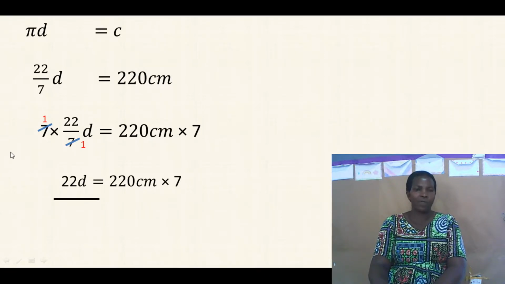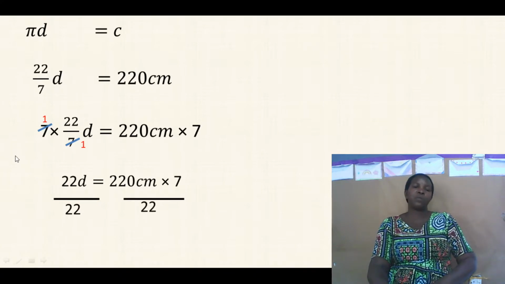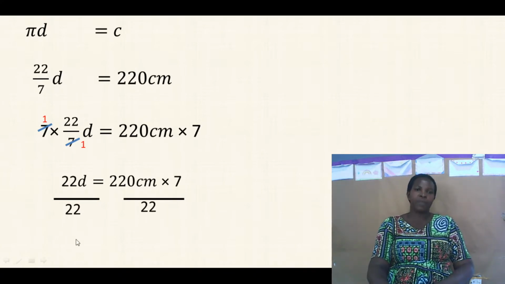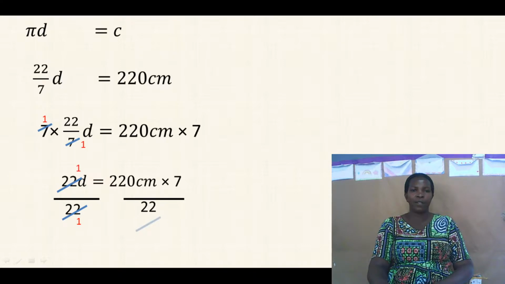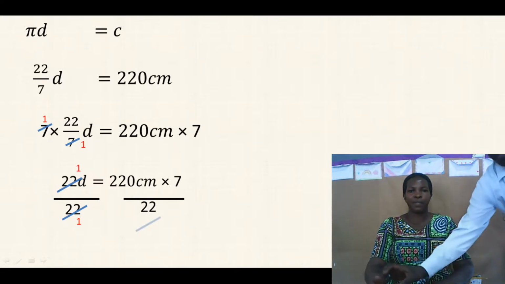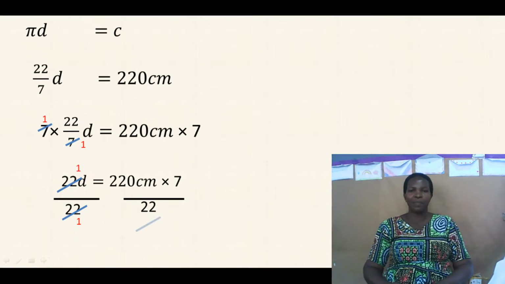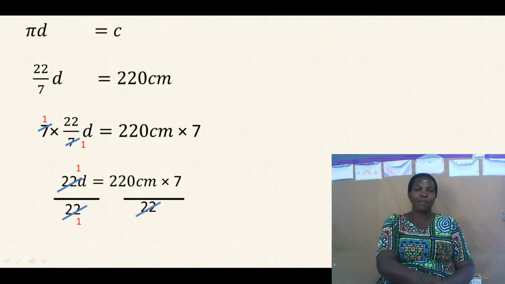But at this very stage, we shall divide on both sides by 22. Why do we divide by 22? It's because we want to come up with the value of D, which is representing our diameter. So by 22, everyone, good, we come up with a 1. 22 divided by 22, we come up with a 1.